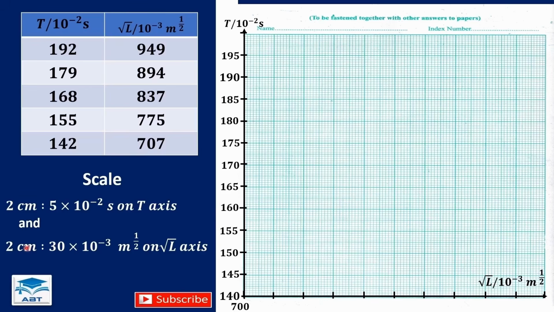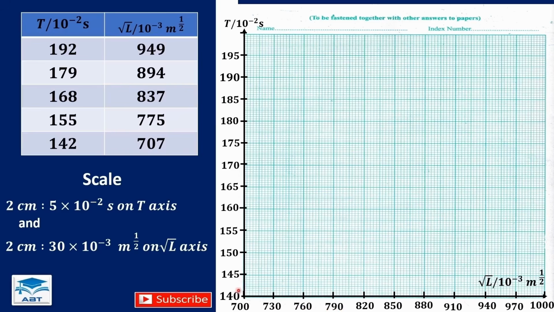And for the root L axis, we can start from 700 since the least value is 707. And we choose a scale of 2 centimeters to 30 times 10 exponent negative 3 meters exponent half on the root L axis. So we are going to add 30 to 700. We have 730. We add another 30, 760. We keep on adding 30.